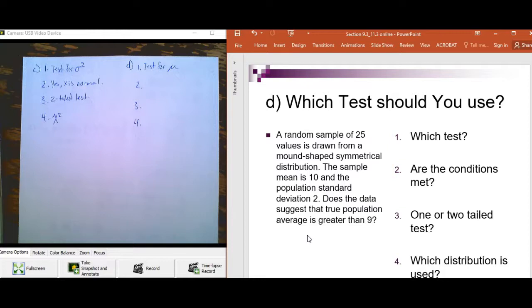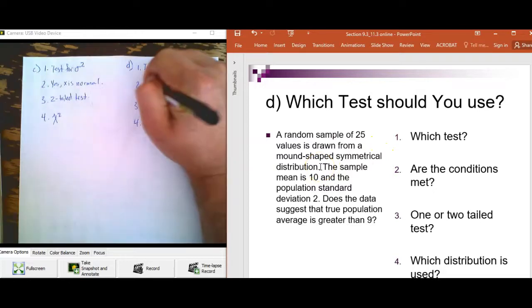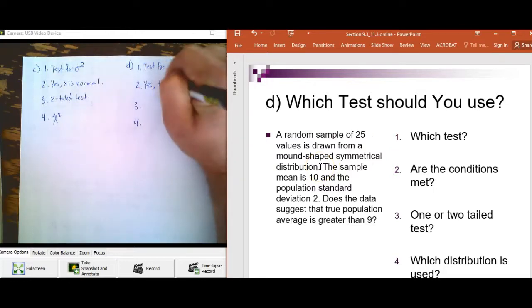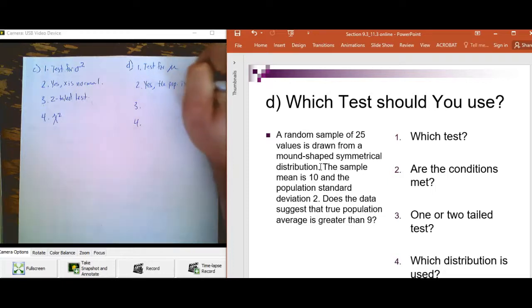Are the conditions met? Recall the conditions for a test on the mean: we either have a normal population or the sample size is bigger than 30. Here we have a random sample of 25, so that's not bigger than 30. But the values are drawn from a mound-shaped symmetrical distribution, which is just another way to say normal. Yes, the population is normal.